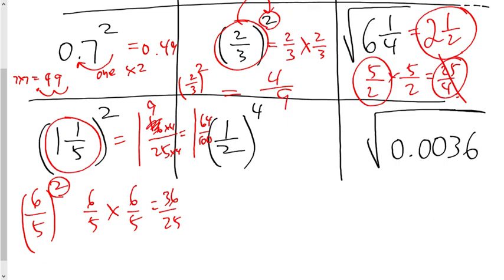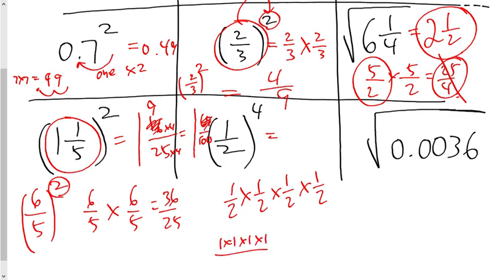Okay. Real quick, we're running out of time. 1/2 to the exponent of 4 is the base multiplied by itself 4 times, which is 1 times 1 times 1 times 1 over 2 times 2 times 2 times 2, which is 1 over 16. So therefore, 1/16. And the last question.